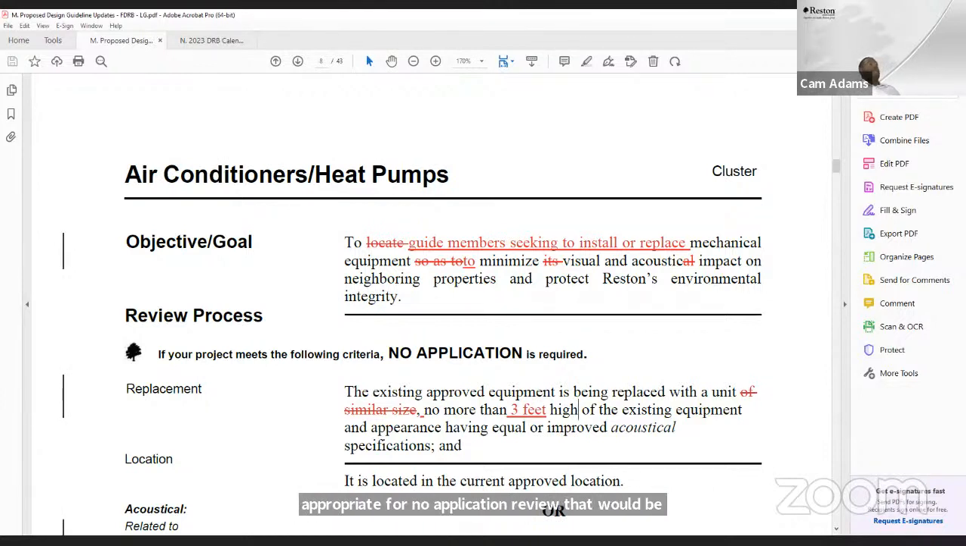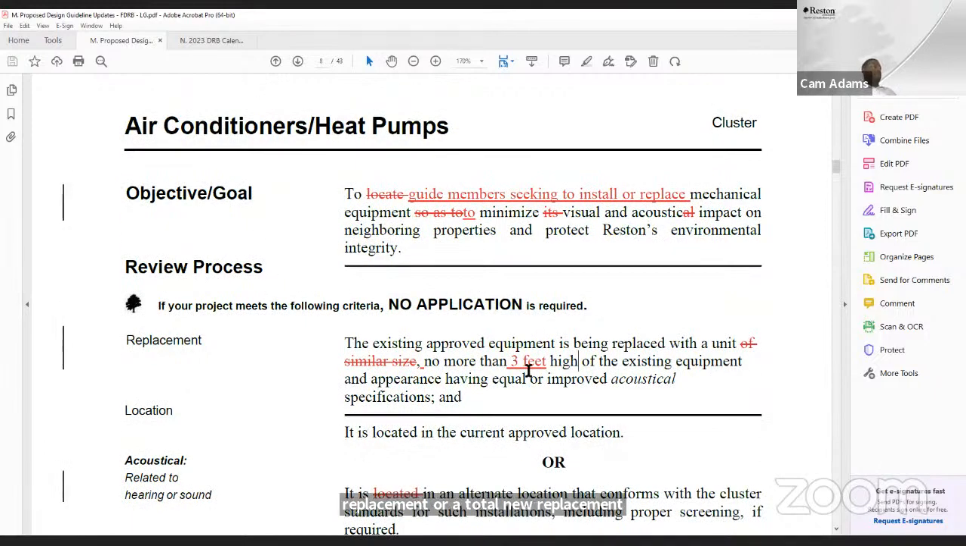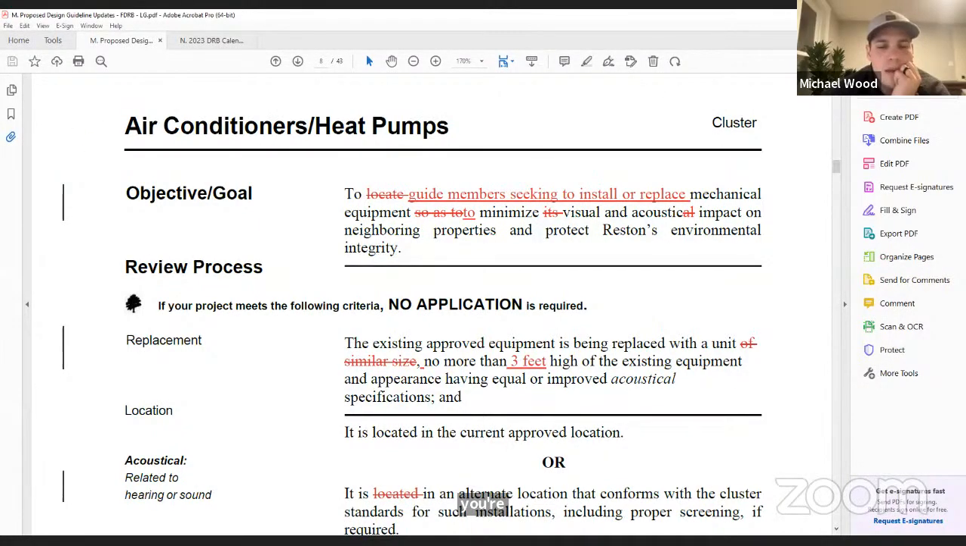So if you're saying 4.5 feet, no application required, no matter if it's mimicking your replacement or a total new replacement, what does that look like? Is that more in line with what you're thinking? Yeah, it's no application. So for a replacement, if it's the same size, then I think it doesn't need an application. I think same size and location.